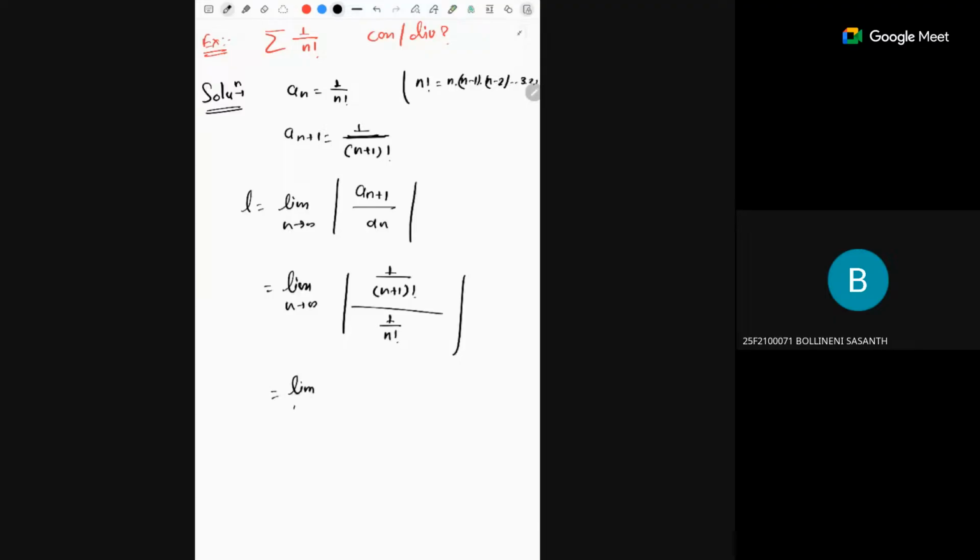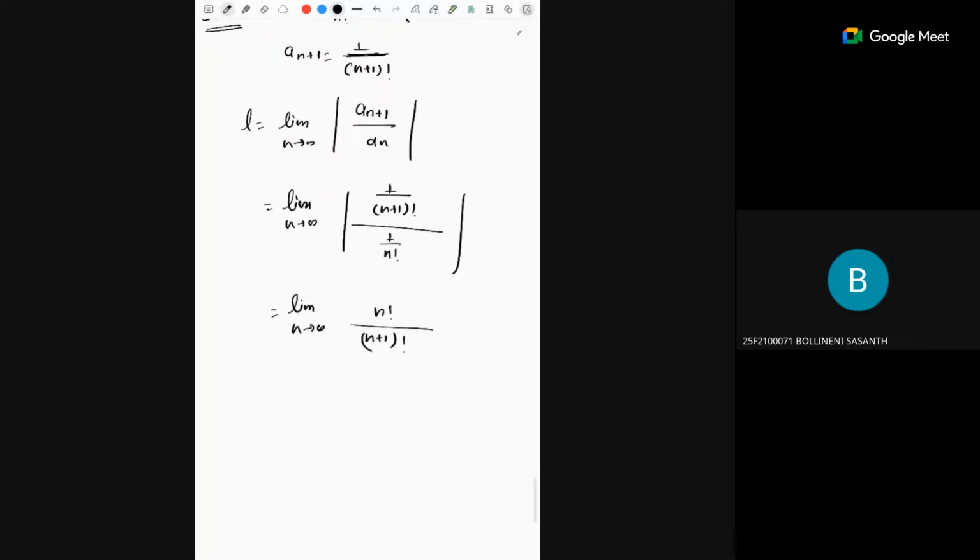So this is the same as limit n goes to infinity of n factorial upon (n plus 1) factorial; n plus 1 factorial will come into the denominator and n factorial will go into the numerator. Simple arrangement only. Now this can also be written down. What is n factorial? n factorial is n into n minus 1 into n minus 2 and so on up to 3 into 2 into 1. What is n plus 1 factorial? It is n plus 1 into n into n minus 1 into n minus 2 down to 3, 2, 1. So all these terms will get cancelled out, and at the end we are left with 1 upon n plus 1.